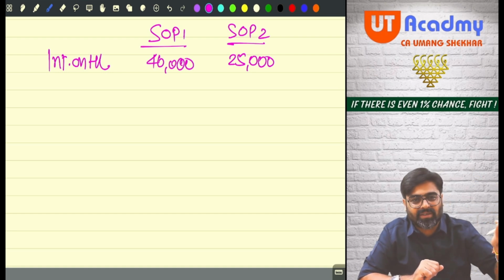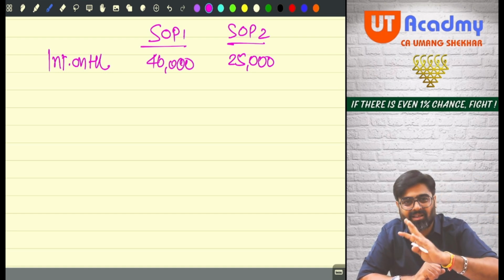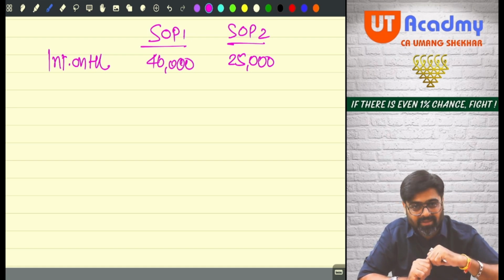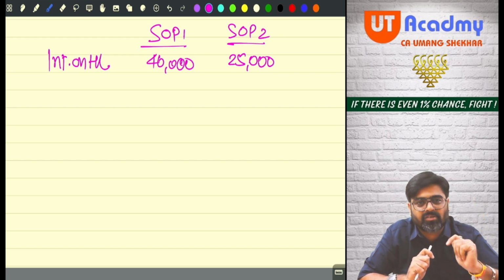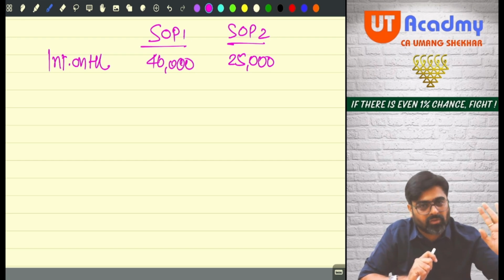Three conditions: the loan is taken on or after 1st April 99, the loan is taken for purchase or construction, and the purchase or construction is completed within 5 years. All these conditions are not fulfilled. That means the interest is on a housing loan which is not a special housing loan.